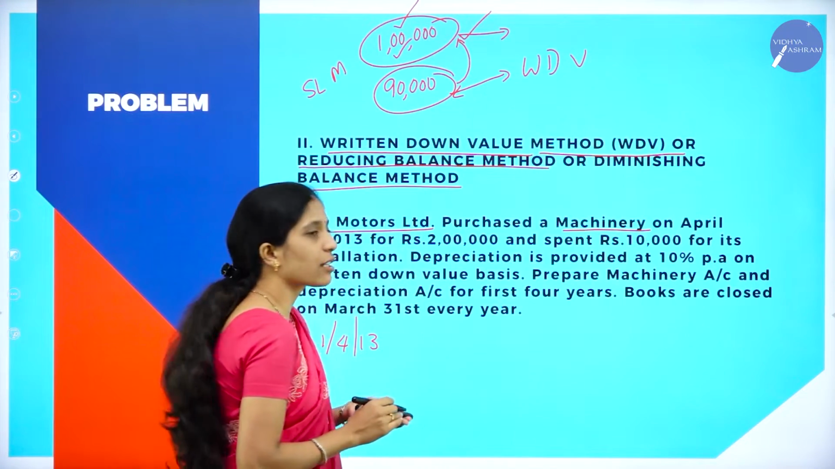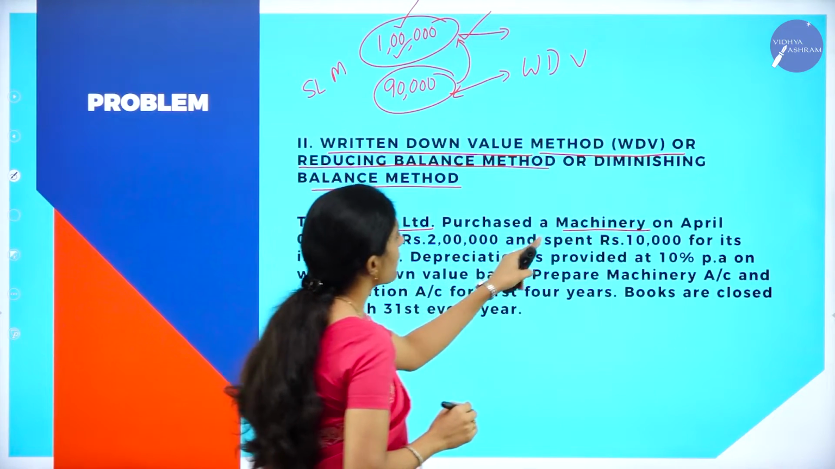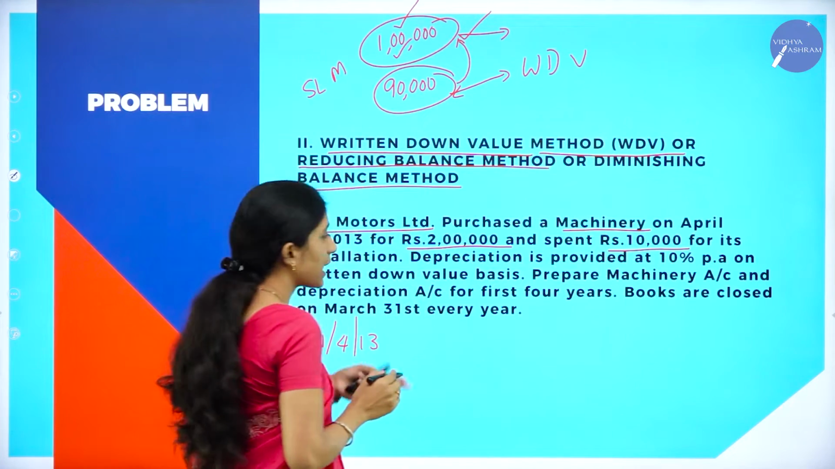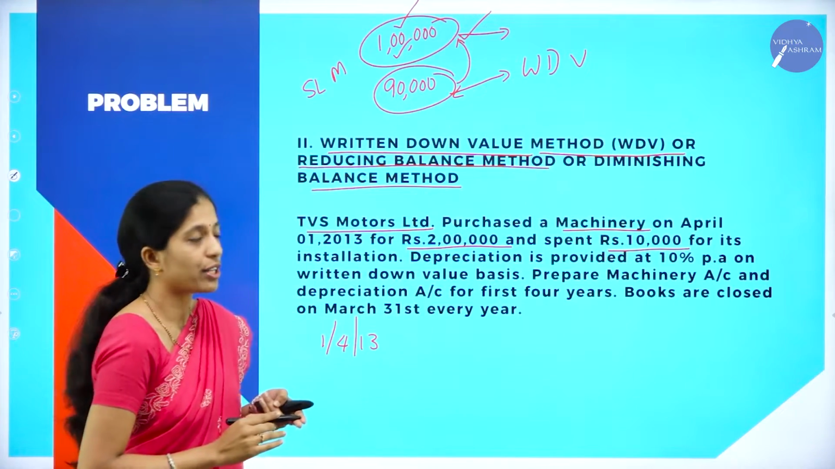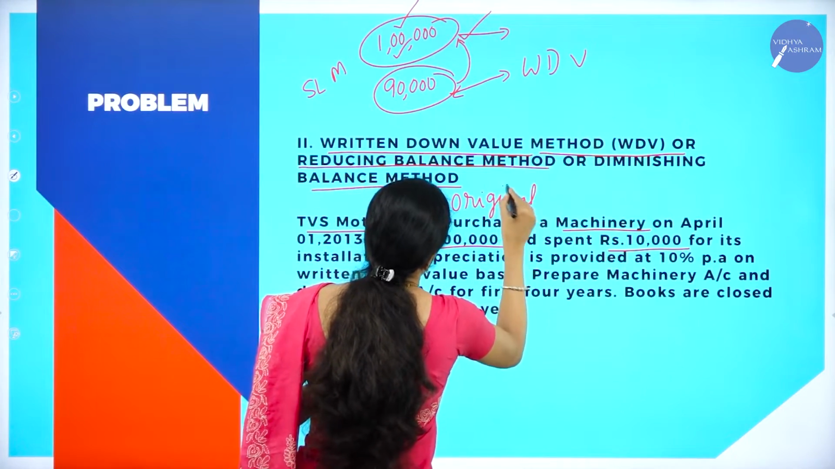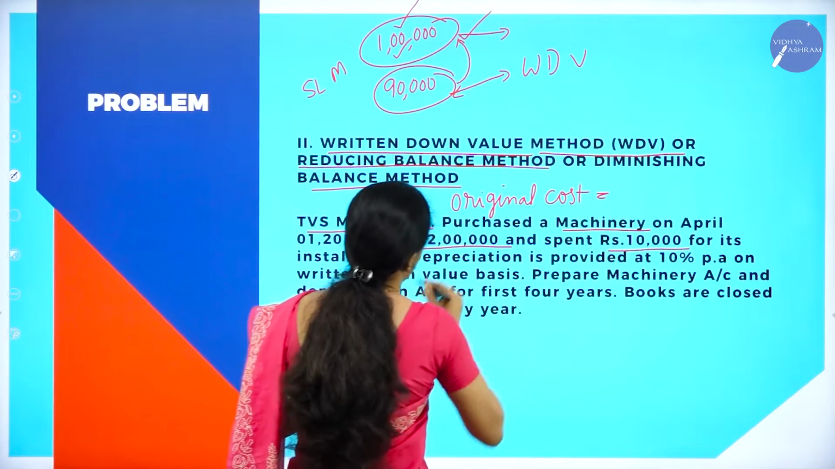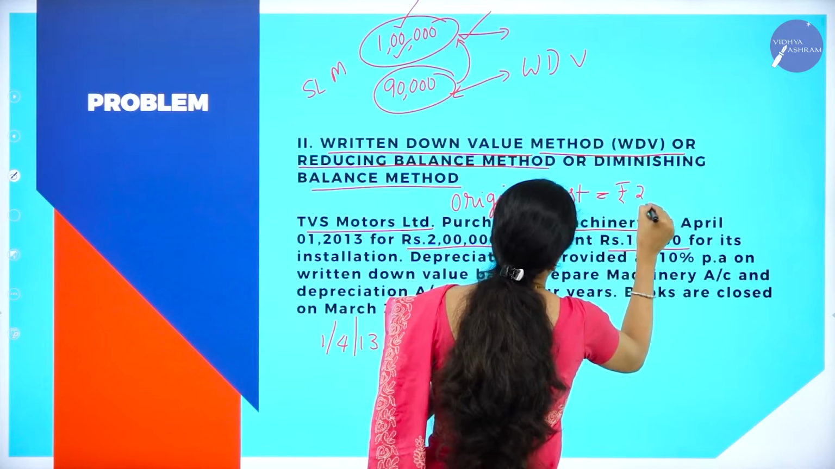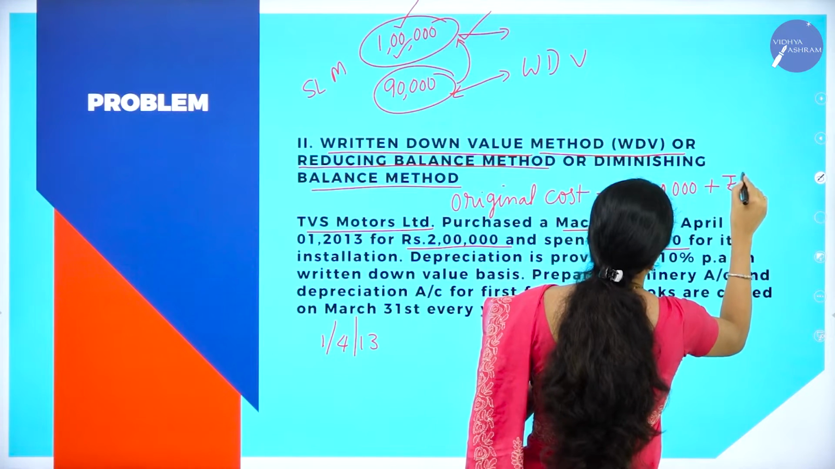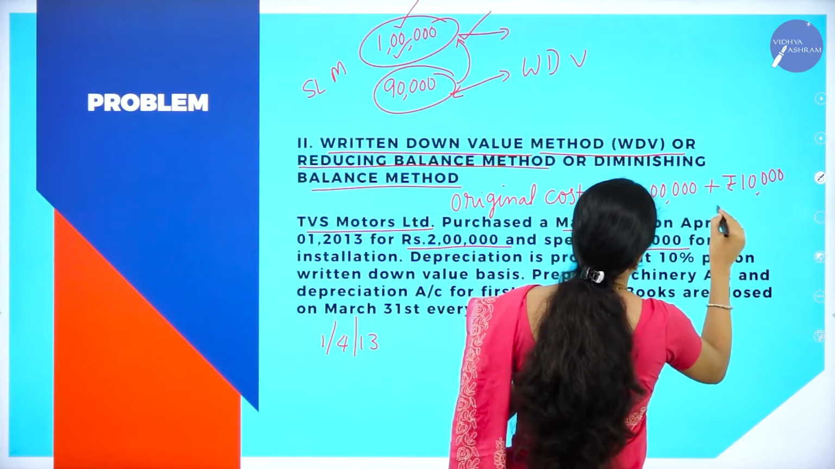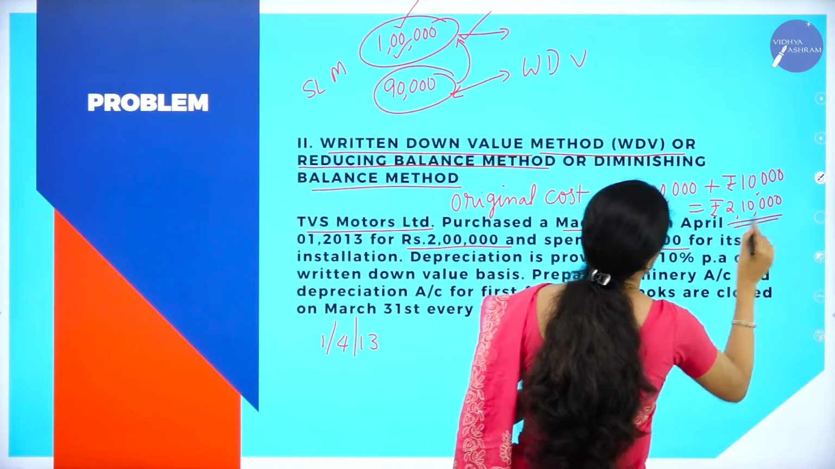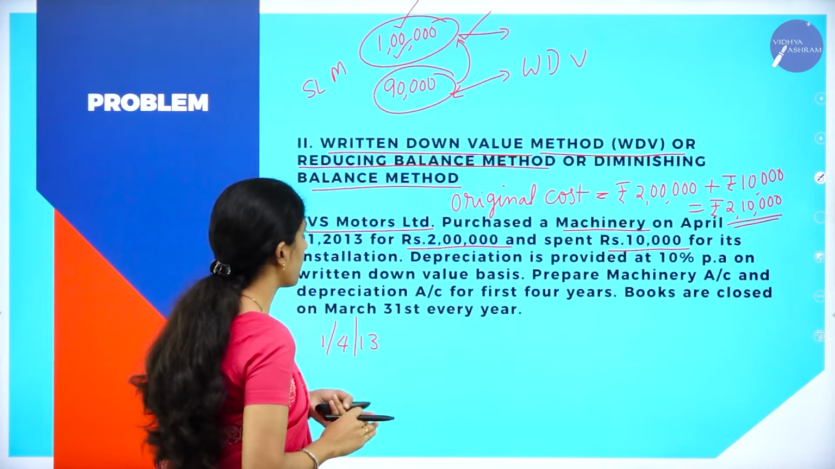Now what is the original cost of the machine? The purchase price is 2 lakh and they spent rupees 10,000 for its installation. So how do we calculate the original cost? Original cost is equal to purchase price, which is rupees 2 lakh, plus installation charges, that is rupees 10,000. So the original cost will be rupees 2,10,000. This will be the original cost of the asset.